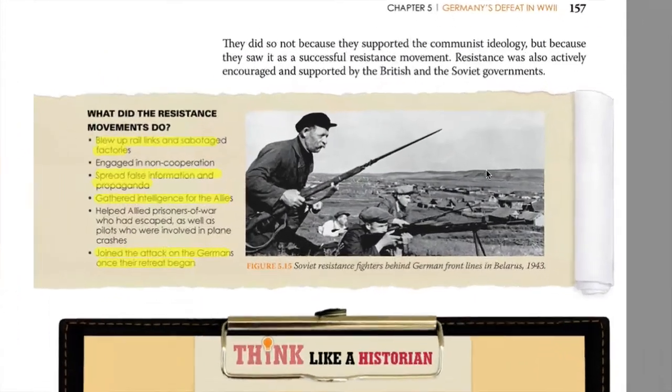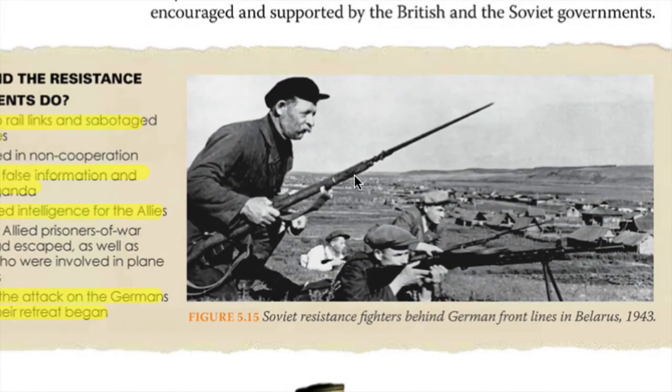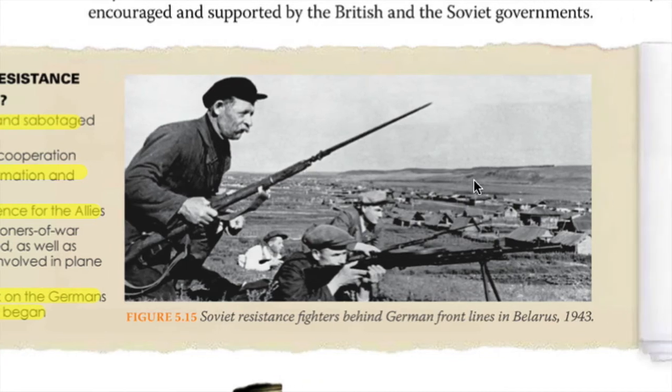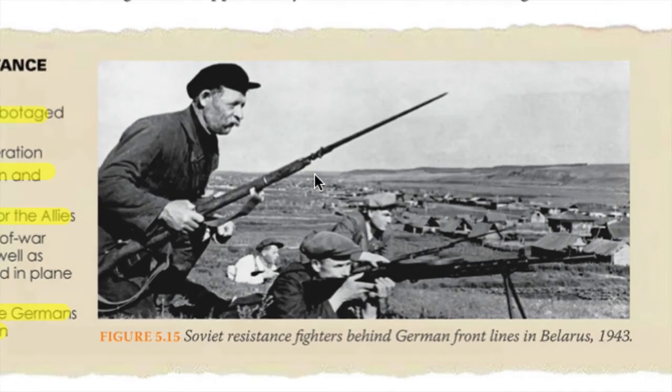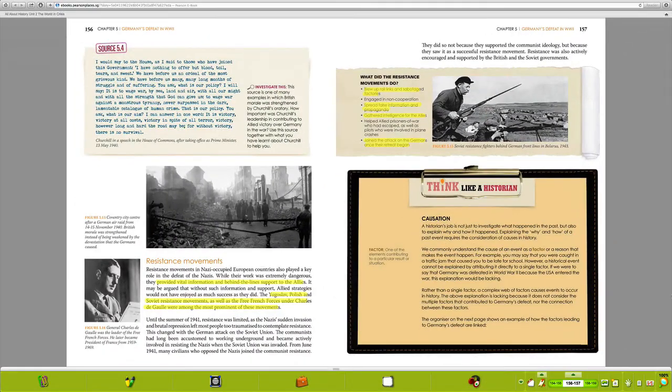So here we see Soviet resistance fighters behind German front lines in Belarus. Okay, so again, these are not your soldiers, people who signed up for the war. These are normal, ordinary civilians who decided to fight for the country.